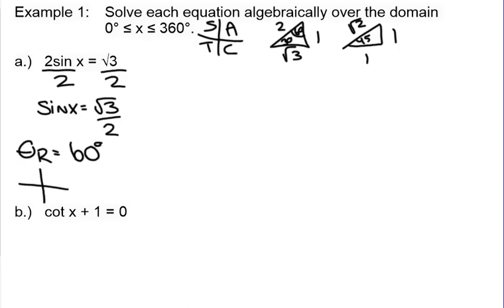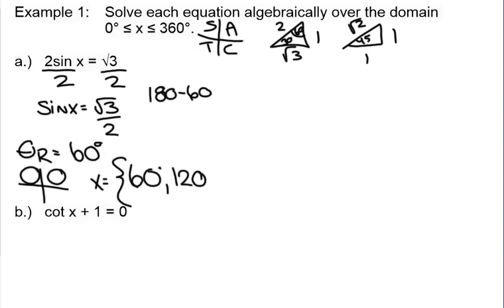Then we want to check, our value was positive. Sine is positive in quadrant 1 and quadrant 2. So that means x is equal to 60 degrees. And then my quadrant 2 angle would be 180 subtract 60, so 120 degrees.